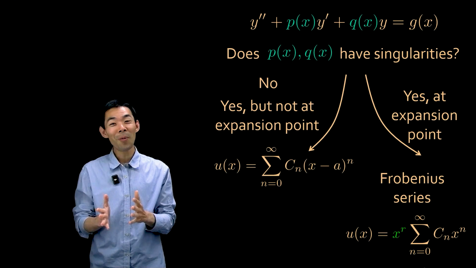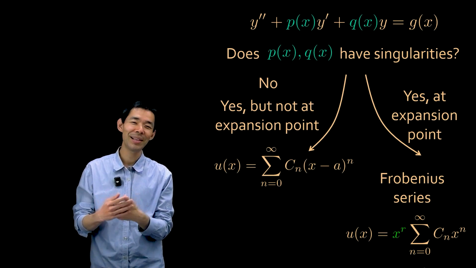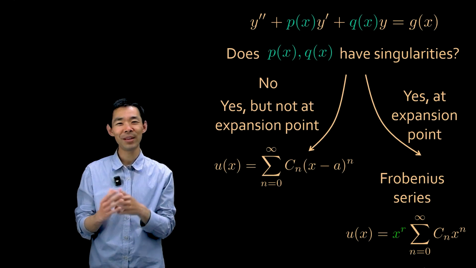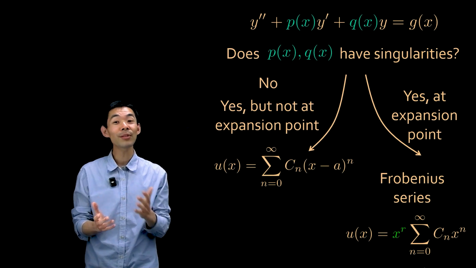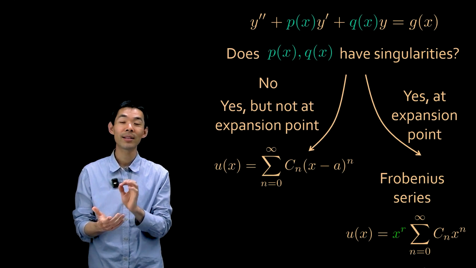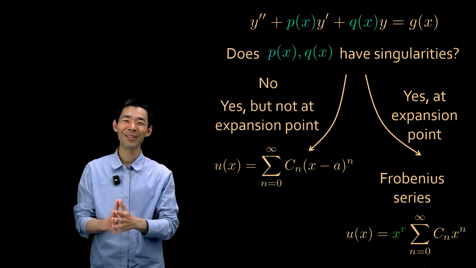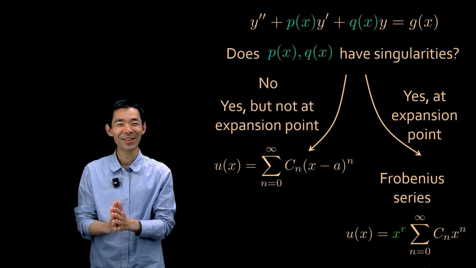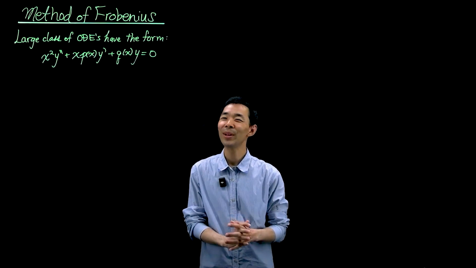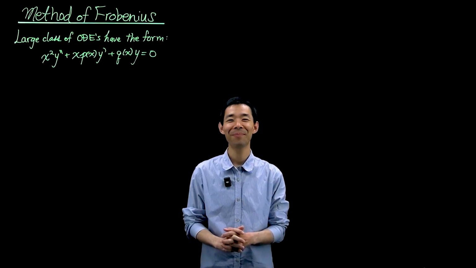Now the goal is not only to figure out the c sub n coefficients of each of your weights of your polynomials, but also to figure out what the constant r is equal to. So today is all about the Frobenius series. Let's get started. Let's get started with the Frobenius method.